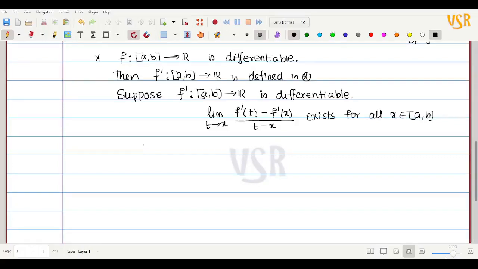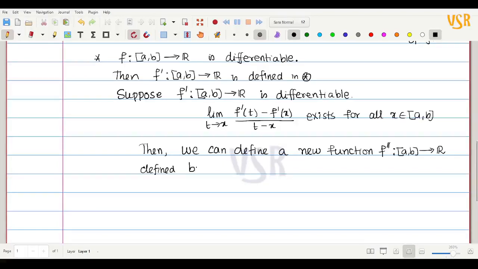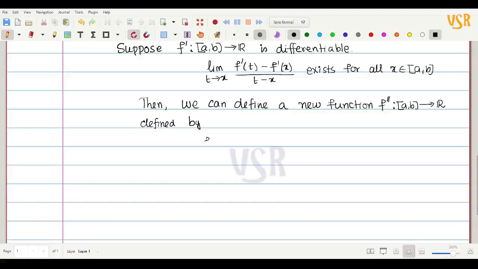Then we can define a new function, and that function is denoted by f double dash, a function from the closed interval [a, b] to R, defined by f double dash at x equals the limit t tending to x of (f dash of t minus f dash at x) divided by (t minus x). This is defined for all x belonging to the closed interval [a, b].